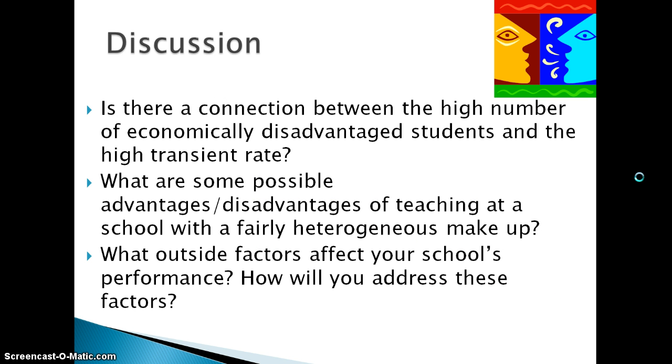Is there a connection between the high number of economically disadvantaged students and the high transient rate? I would say yes. Again, between that Dalton, Calhoun, Rome area of northwest Georgia, a lot of students move from place to place. If you could collect this data on where students transferred to within school systems, I'm almost positive that we would have the Whitfield County, Floyd County, Bartow County area. Most of our kids would end up going there, if not 100%.